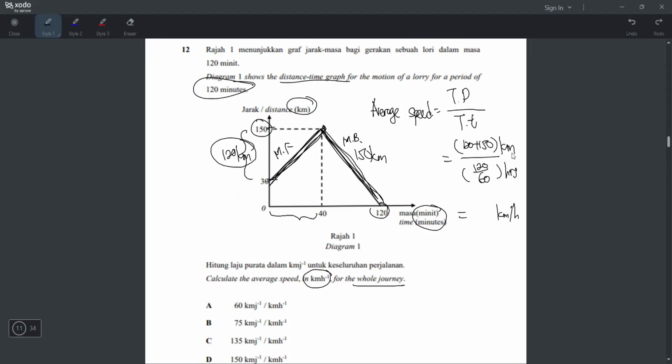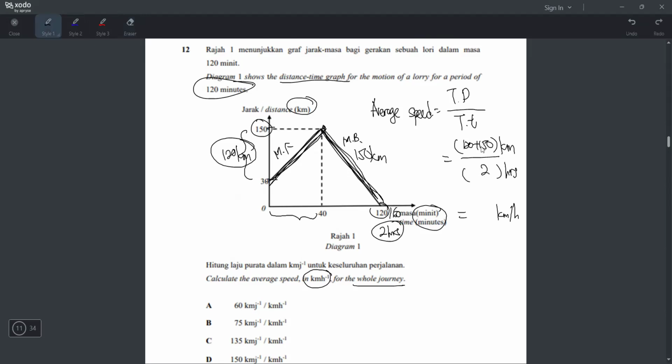Okay, and then you have to divide by total time. So the total time is what? 120 has to be divided by 60, right? And you all know why, right? Because you want it to be in kilometers per hour. So you want to convert this. So 120 divided by 60, you will get 2 hours, right? So let's straight away write 2 here.